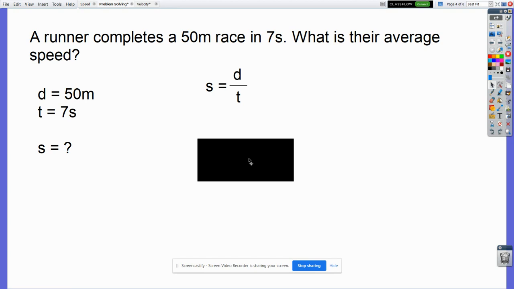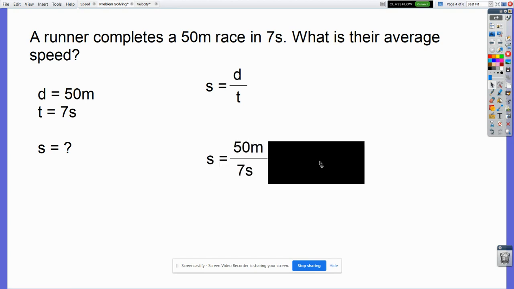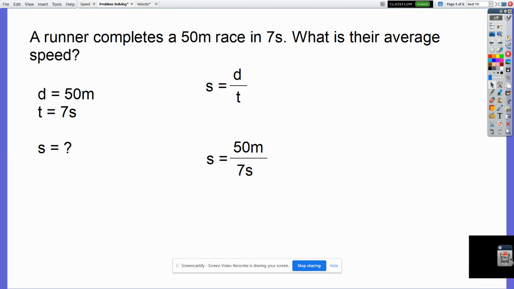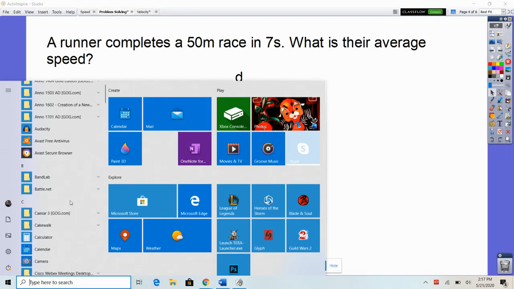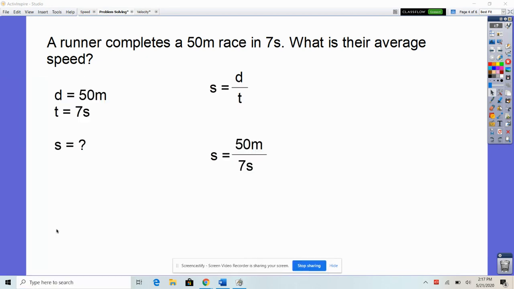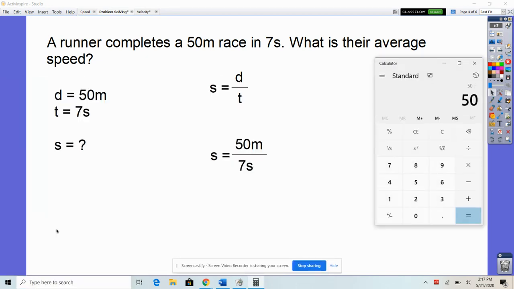So at this point, I'm ready to substitute and solve. Speed equals D over T, so it's 50 meters over 7 seconds, or 50 divided by 7, which I didn't calculate here apparently. And I don't have a calculator anywhere near me. So grabbing this calculator, 50 divided by 7, 7.14.